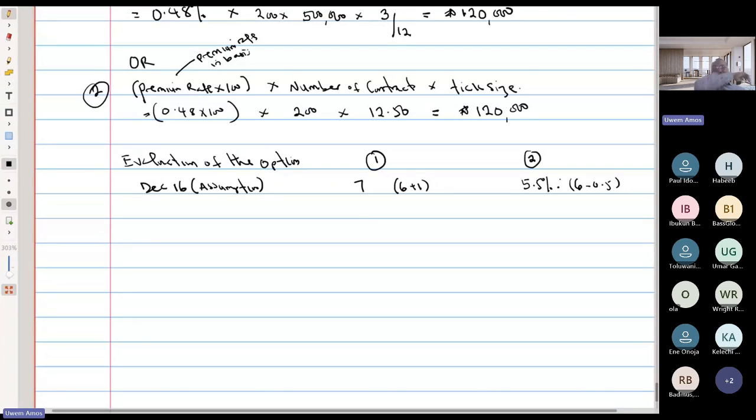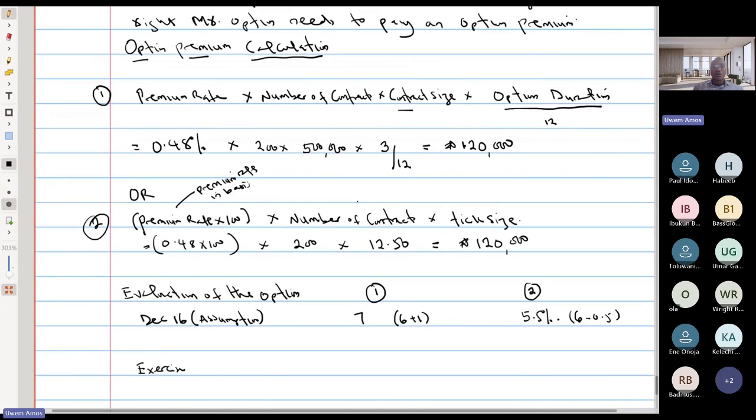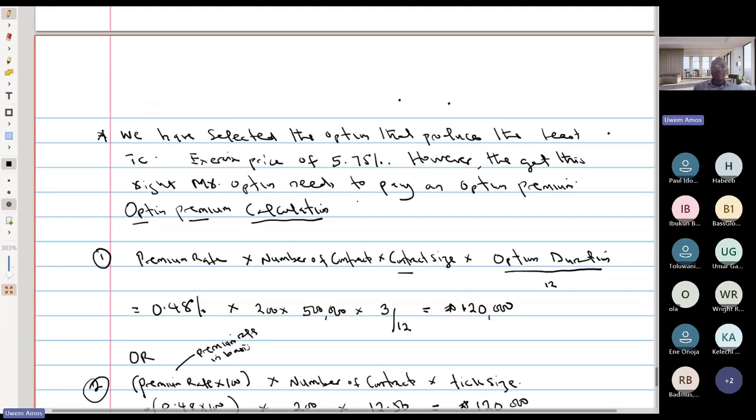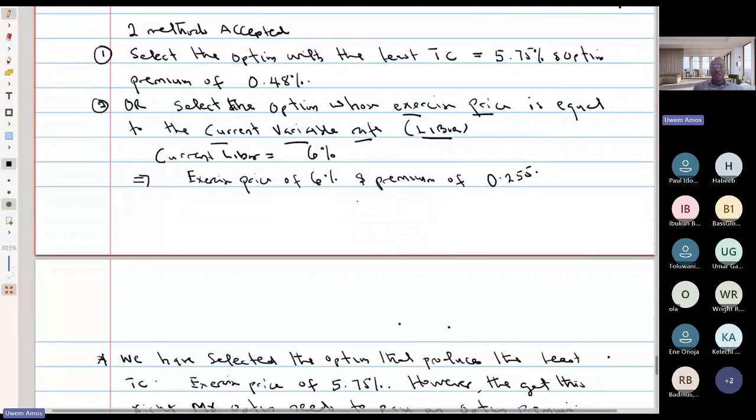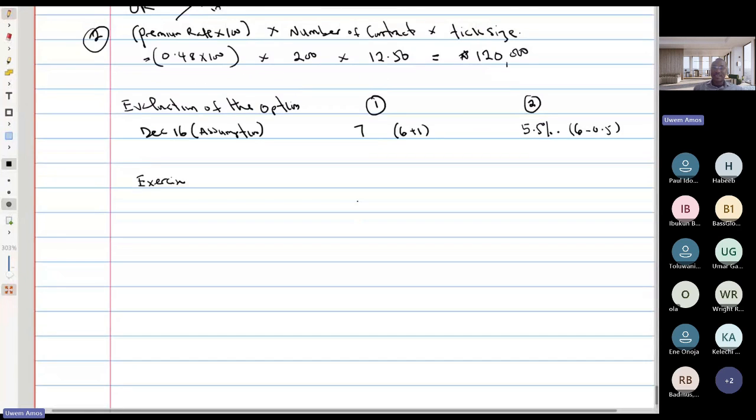Now, don't forget our exercise price. What rate is it? We bought an option that gives us the right to borrow at 5.75%. That's our exercise price. We've paid the option premium upfront, and it gives us the right to borrow at 5.75%, regardless of what the actual rate is.